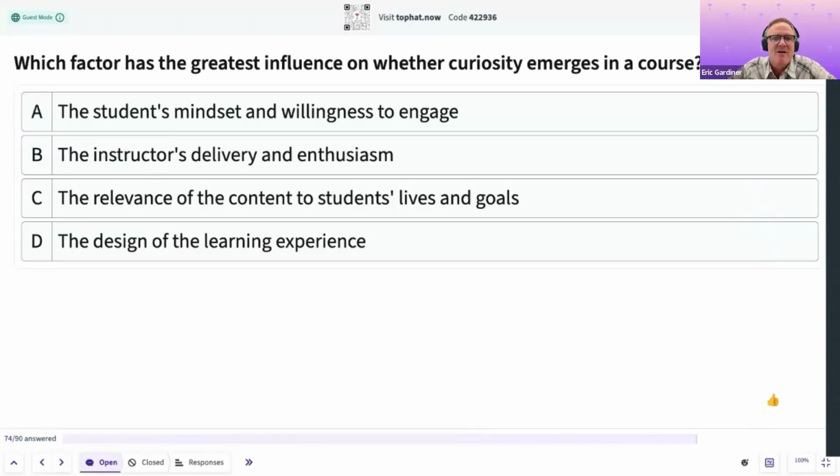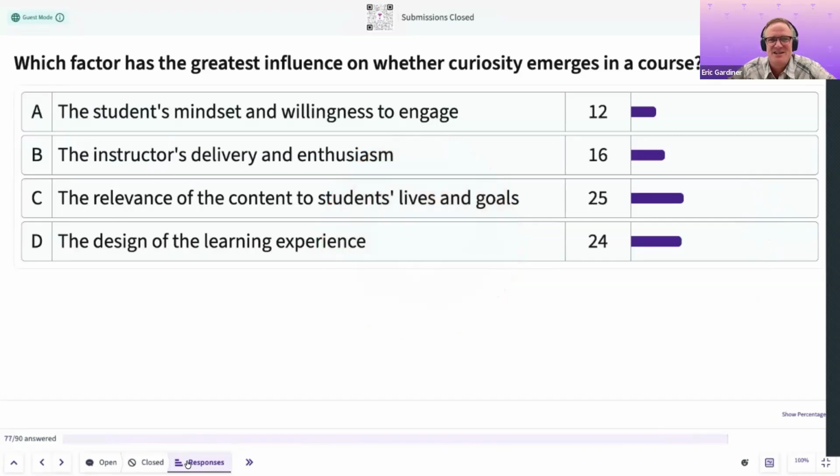Let's see. Okay, let's check out the results here because there's lots of stuff in the chat. Let's see if that kind of maps. Oh, pretty even distribution. Todd, what do you make of the responses that we're seeing here?